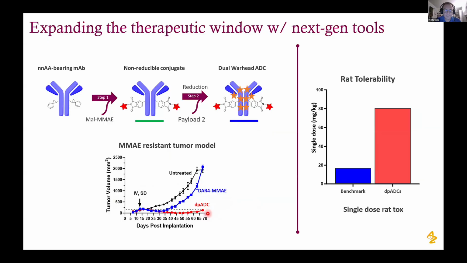This dual payload ADC was also tested in a safety study in a single dose rat tox. And you can see that our benchmark antibody with DAR4 is tolerated at about 20 mg per kg. However, the dual payload has a less potent warhead in the auristatin class. So we see much better overall tolerability.